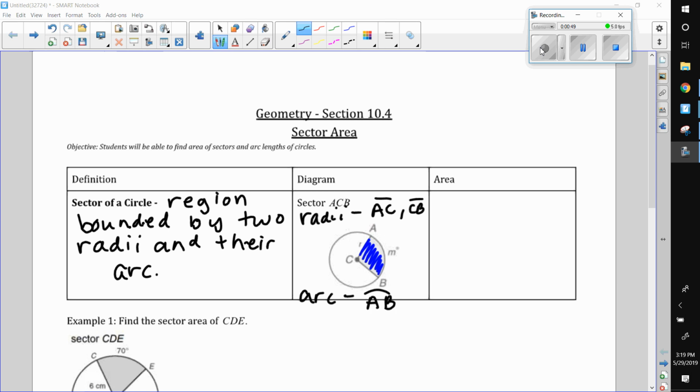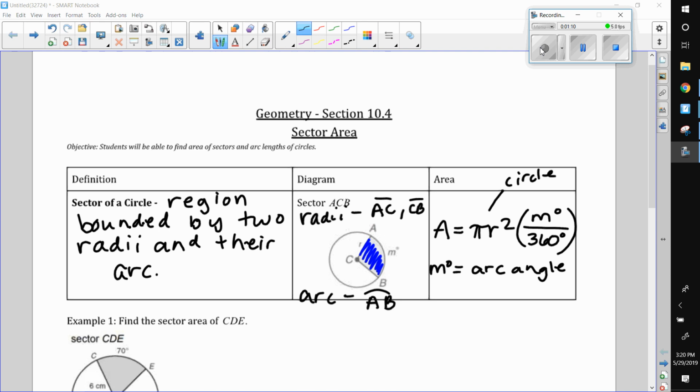And then the formula that we have is A equals pi r squared, which is just your area of a circle, times the measure of your arc over 360 degrees. So we're just dividing here. So that measure equals your arc angle, or you could have your interior angle. Both of those are going to be the same.